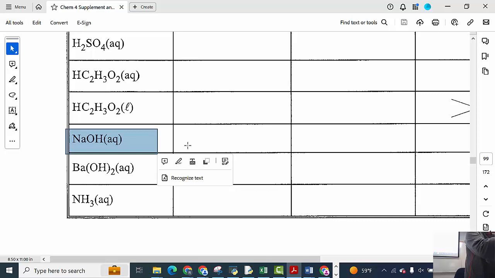Barium hydroxide. Hydroxides are all insoluble except for which ones? Group 1, Group 1, calcium, strontium, barium. So barium hydroxide is soluble, correct? It's one of the exceptions. So if it's soluble, it should light up. Do you see it? But does it look very bright to you? No, it looks pretty weak.